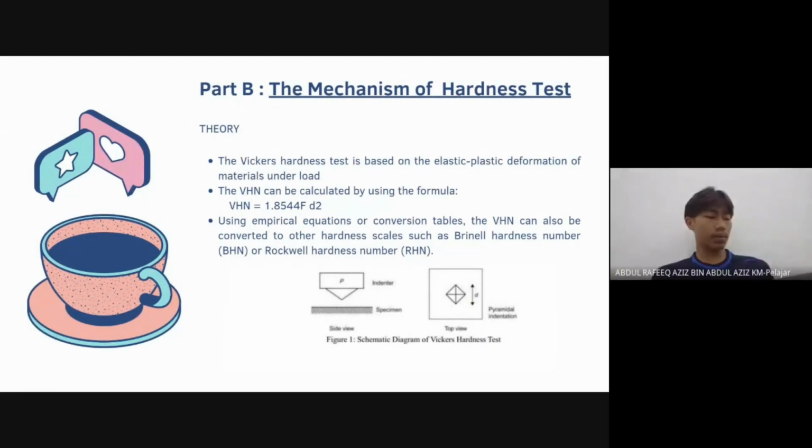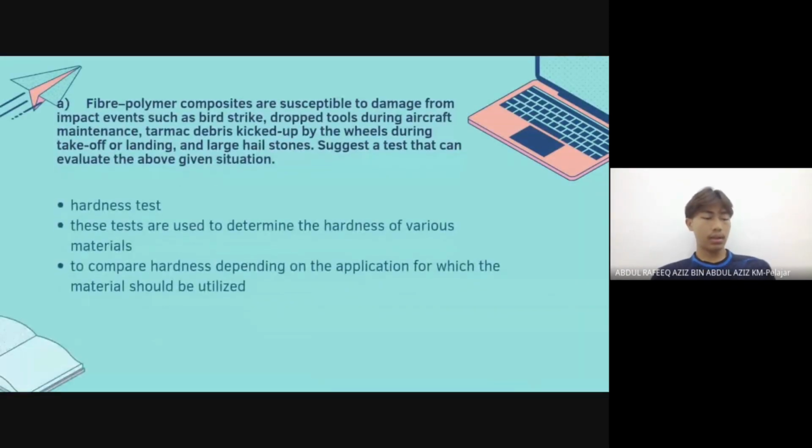Alright, so next we will continue with question A: the situations that were given and why we choose the hardness test during those situations. So Miss Adriana, can you explain to us?